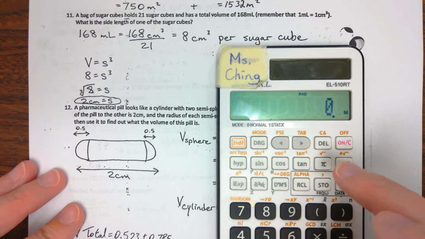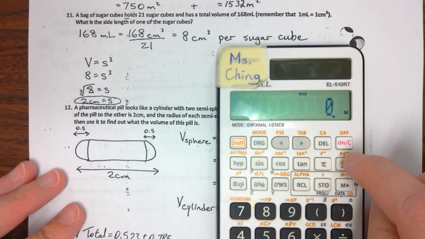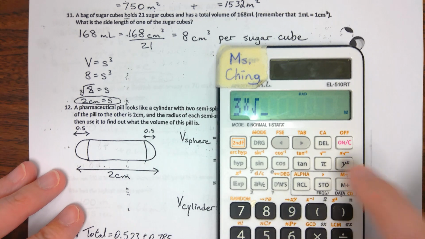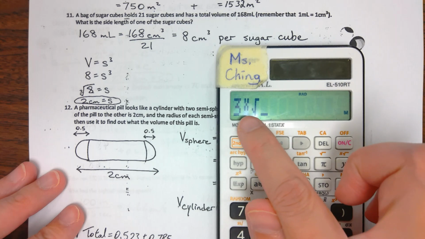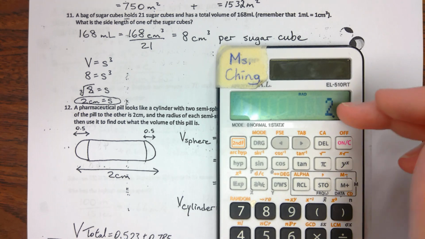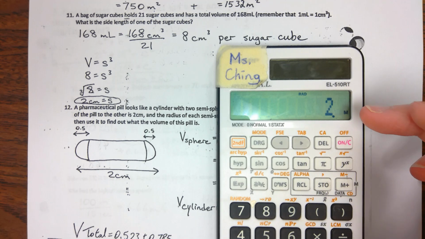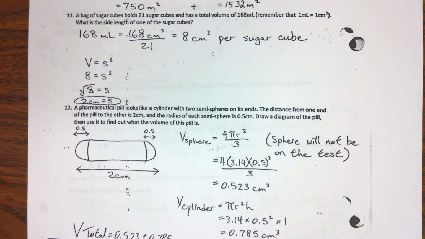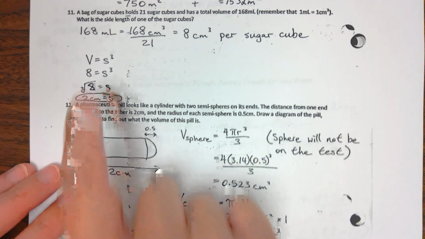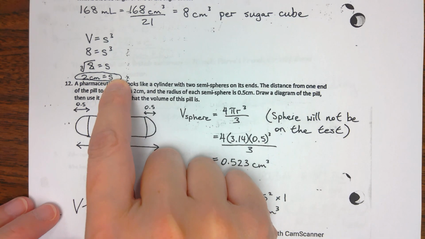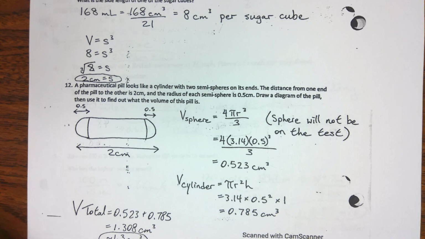So it's this little button right here, the X and that. You would do 3, second, that to show the cube root, and then 8. So this is the cube root of 8, which also means 2 times 2 times 2, 3 times, gives you 8. 2 times 2 is 4, 4 times 2 is 8. So that means the side length of one cube is 2 centimeters.